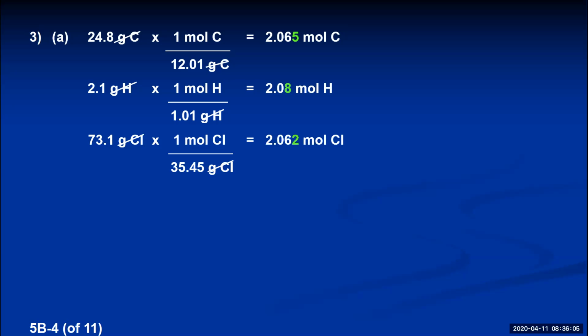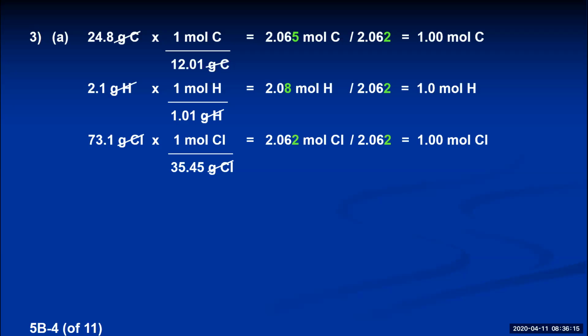But in this case, I get these three numbers of moles of carbon, hydrogen, and chlorine. And once you've done that, you divide them all by the smallest number, which is 2.062. When I do that, I get a 1:1:1 ratio, which means my empirical formula is CHCl. That's part A. Part B says, what's the molar mass of the compound?